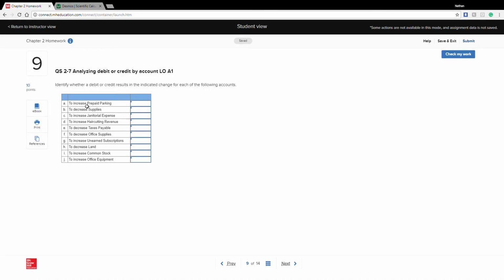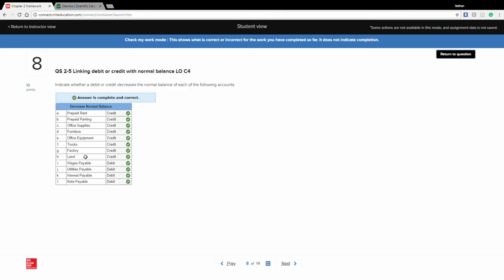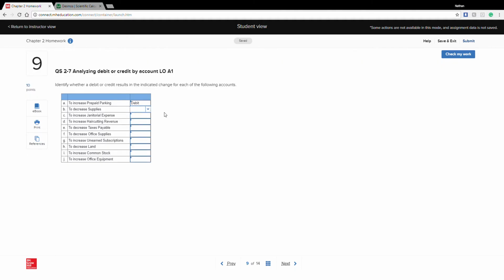So this one is to increase a prepaid parking. Well, since it's increasing a prepaid, and prepaids are assets, to increase, we must debit. To decrease supplies, again, if I want to go here, I notice I see a supplies account right here. I'm decreasing, credit. Usually that does help a lot. So I want to hit credit.